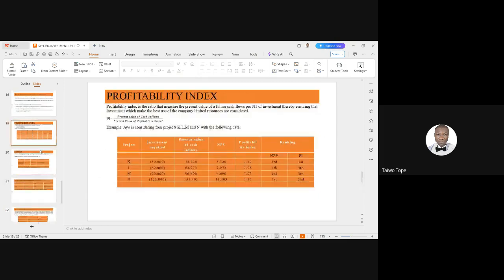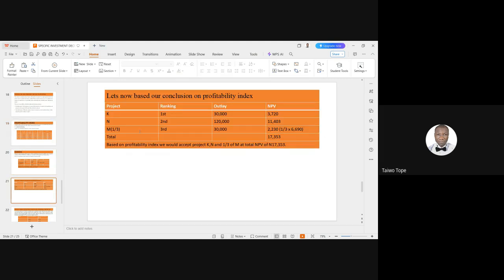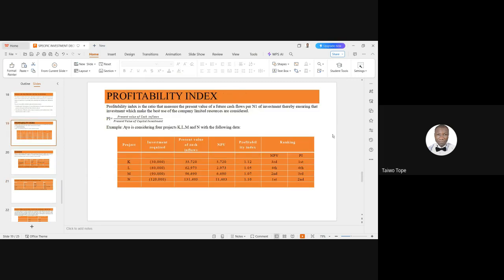Now the project ranking first based on profitability index is project K. How much do we need? 30,000. That is why we have 30,000. Which is ranking next based on profitability index?